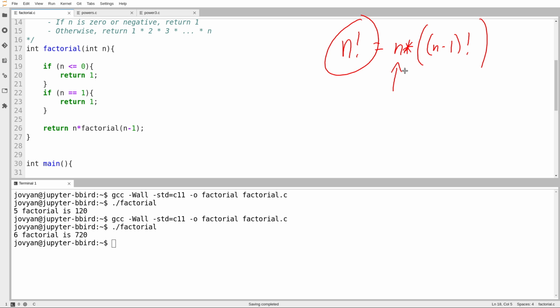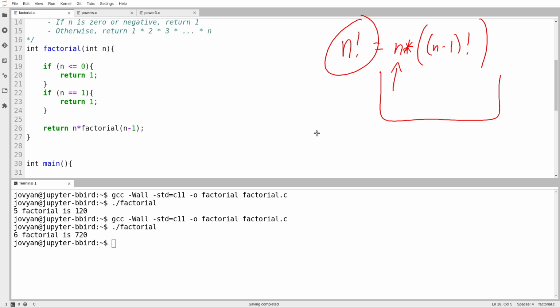I found a way of taking a problem, peeling away a little bit, and then I end up with a smaller instance of the same problem. So what I've actually found, this observation over here, is a recursive decomposition of the problem, a way of turning the problem into a smaller version of itself.